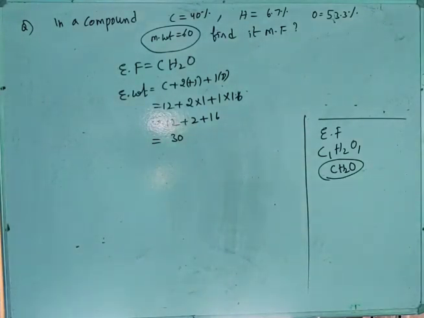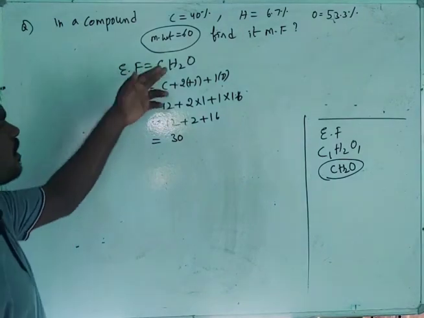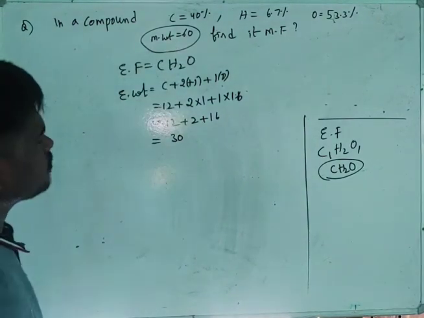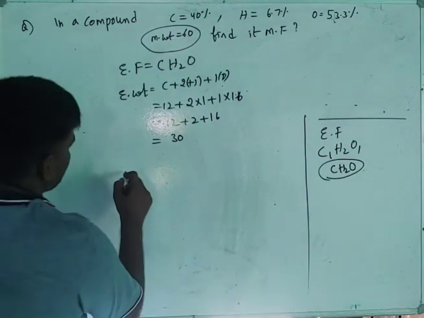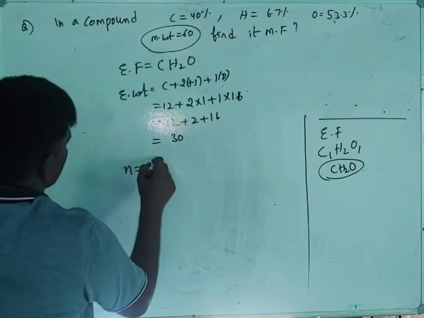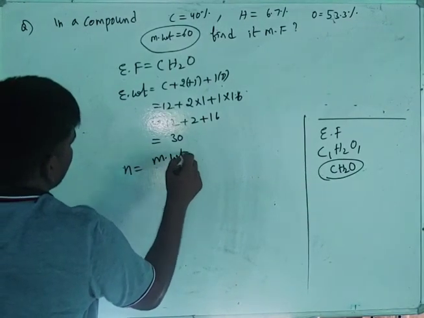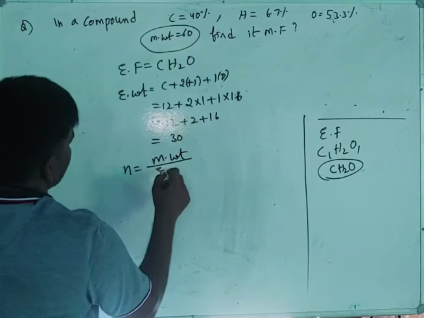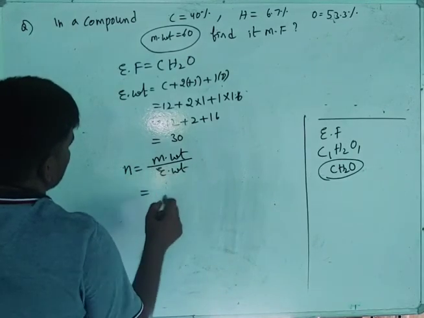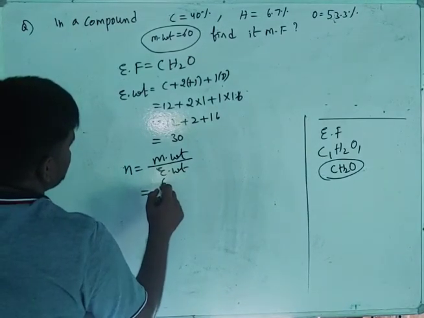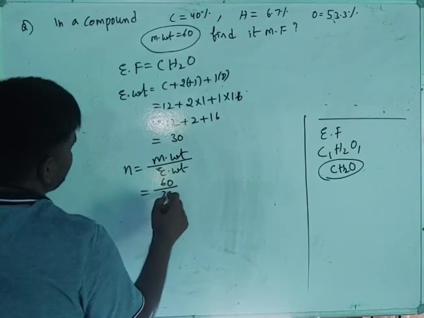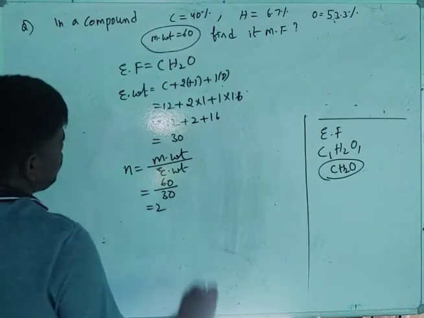So now we have the empirical weight, the empirical formula and the molecular weight. Next we need the n value. So n is equal to molecular weight by empirical weight. Molecular weight is 60, the empirical weight is 30. Therefore n is equal to 2.